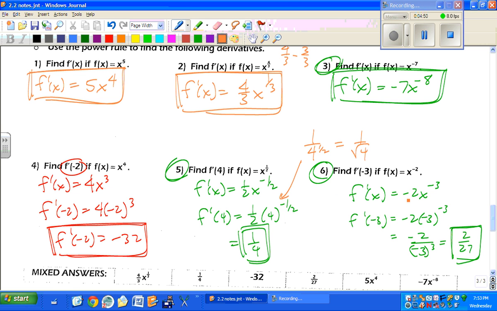And then for number 6, -2x to the -3rd. Put -3 in there. Really, we have like -2 over -3 to the 3rd. And we get +2 over 27.